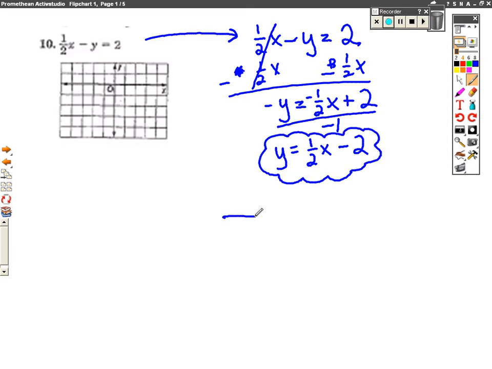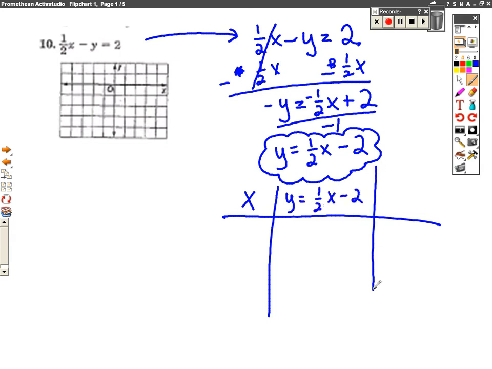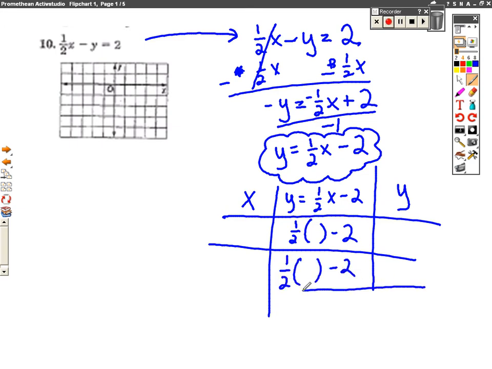So we're going to make a table. I have my x's. Now they don't give me the domain, so I'm going to make my own domain. And then I'm going to plug in 1/2 x minus 2 here, and then I'm going to end up with my y. So each time, I'm just going to multiply whatever x I put in times 1/2 and then subtract 2.